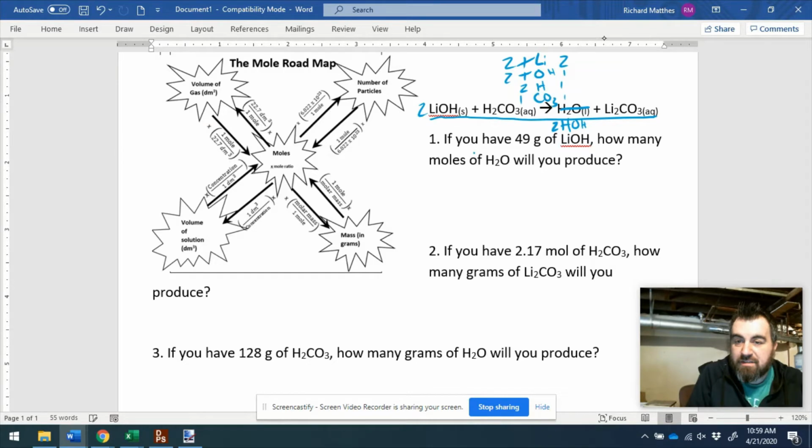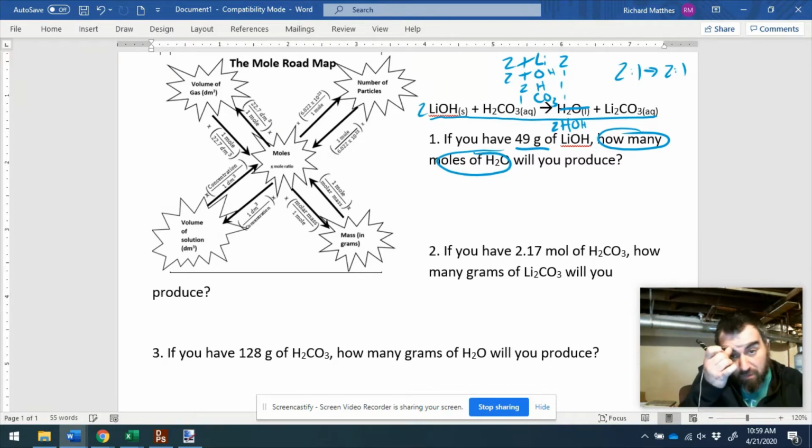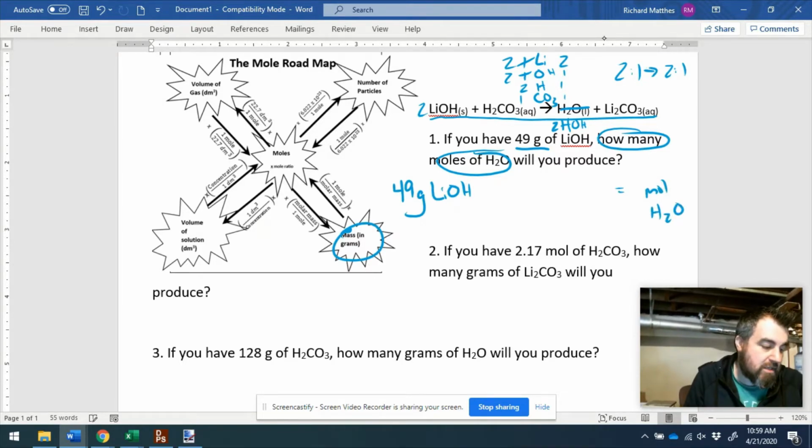So our ratio is 2 to 1 goes to 2 to 1 of the other substances. So it says if you have 49 grams of lithium hydroxide, how many moles of H2O are you getting? Okay, so for this one, we're trying to go from grams of one substance to moles of another. So we're going to start right here in the mass in grams. So I'm going to put 49 grams of LiOH, and my goal is moles of H2O.